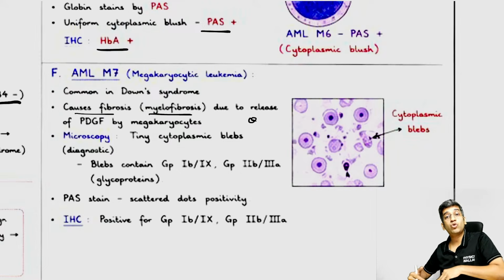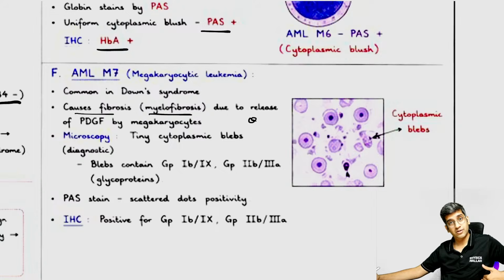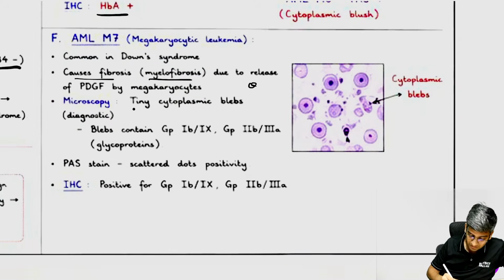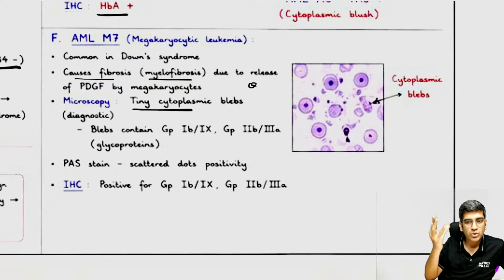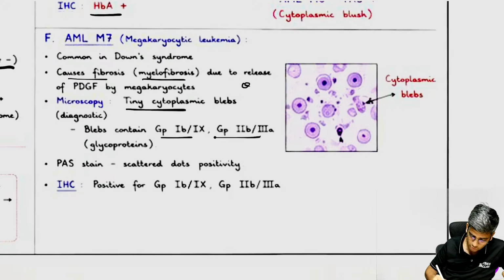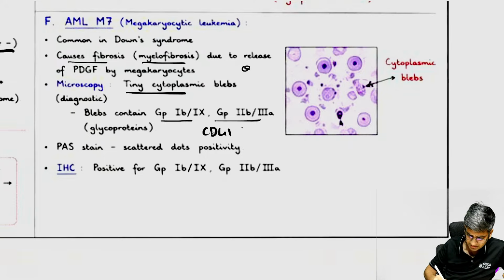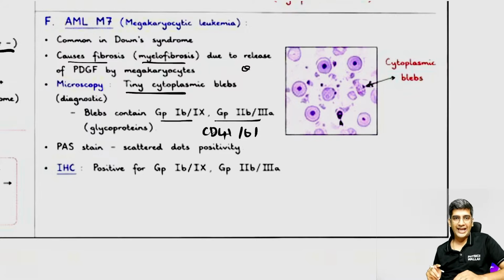Here, I have too many megakaryocytes. So too much PDGF, so it can cause myelofibrosis, right? They'll have tiny cytoplasmic blebs that are diagnostic. Why? Platelets are coming out of it, that's all. Okay? And GP1b-IX, GP2b-3a, what you read previously in yesterday's class, that will be positive because it's positive for megakaryocytes, right? Your CD markers are CD41, CD61, they are positive for it. Fine. That's classical for AML M7.